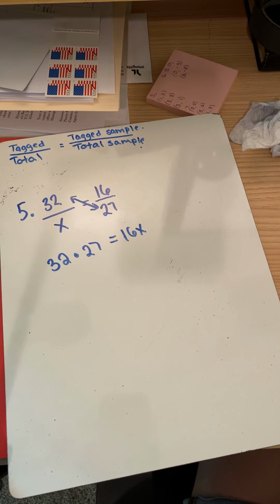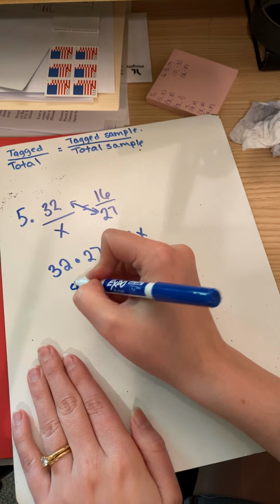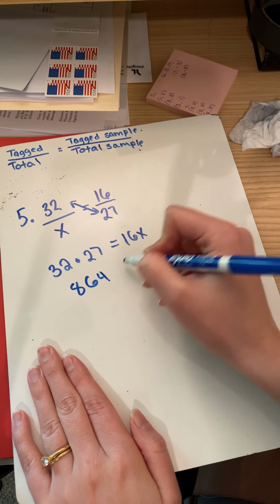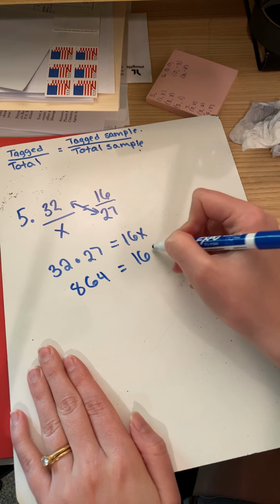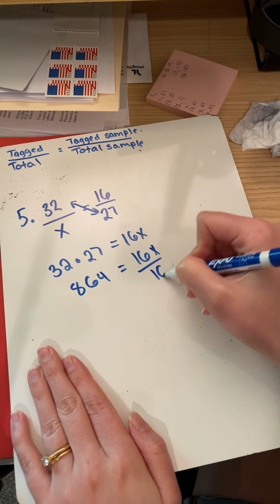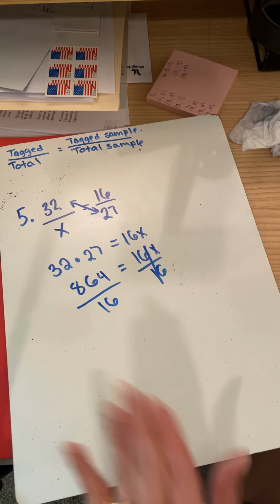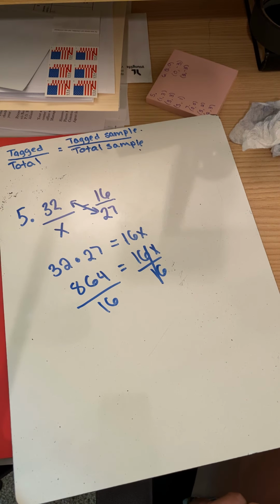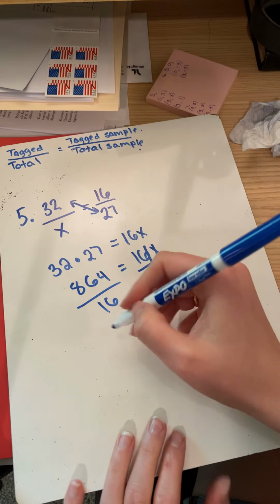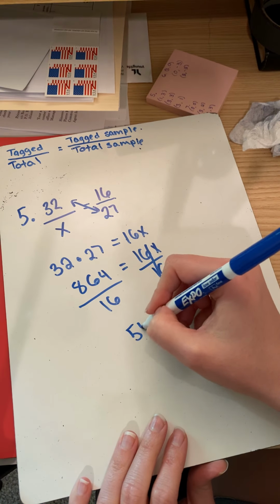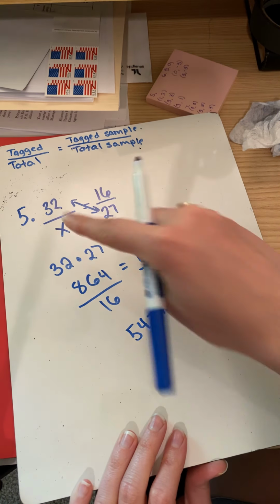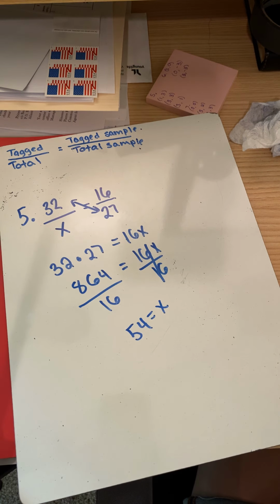32 times 27 is equal to 864, set equal to 16x. We're going to divide to get x by itself, so dividing out 16 on both sides. 864 divided by 16 is equal to 54. So 54 is equal to x. Or there are 54 rabbits in this particular wilderness or nature preserve.